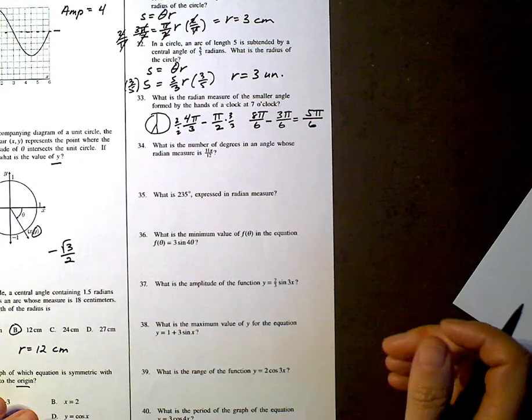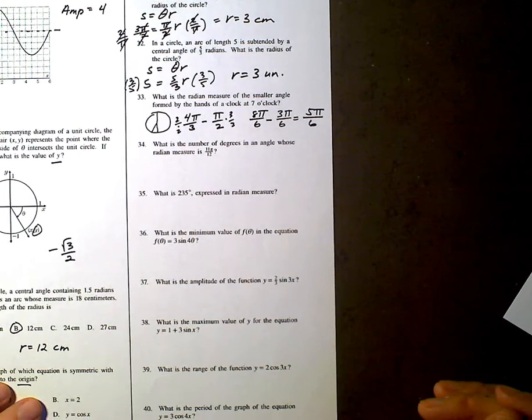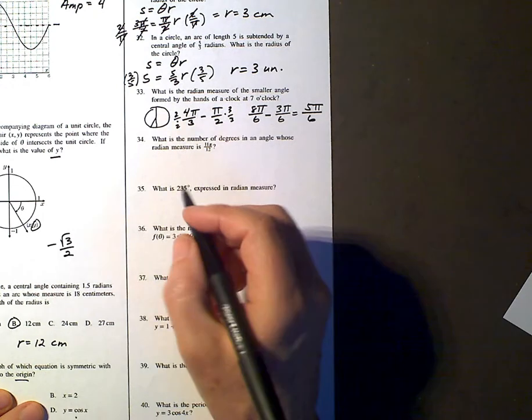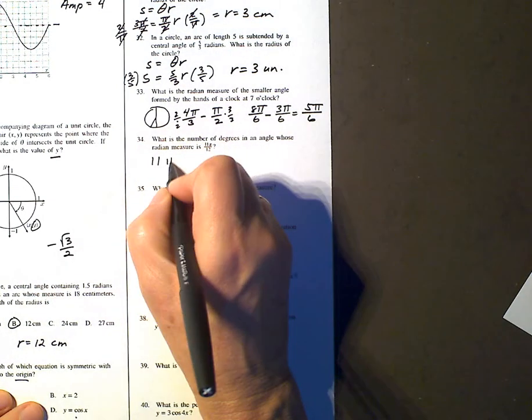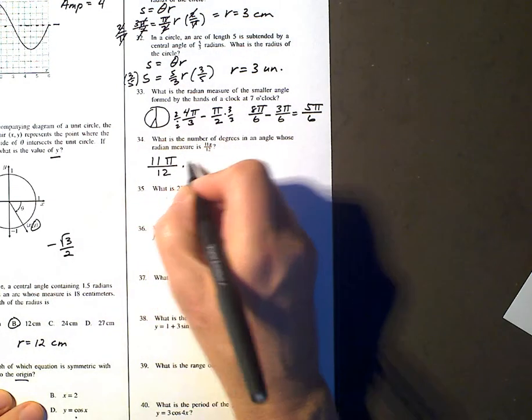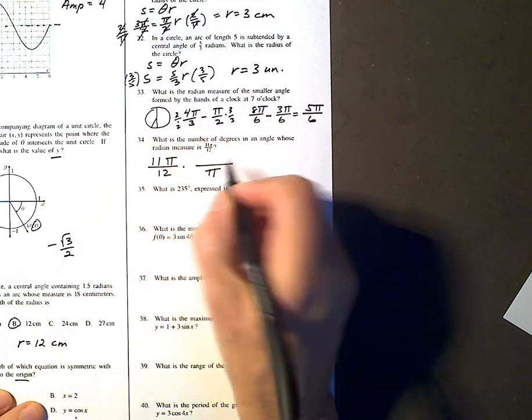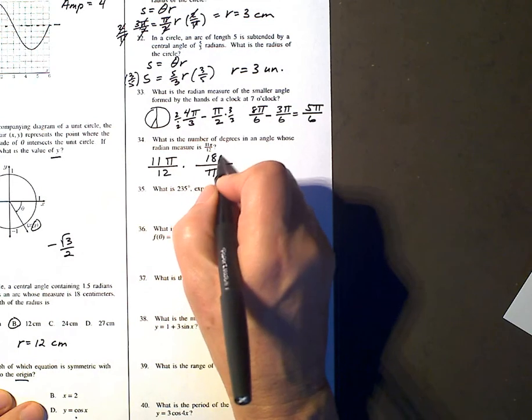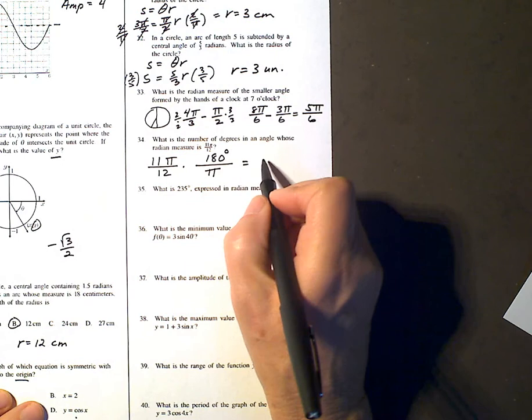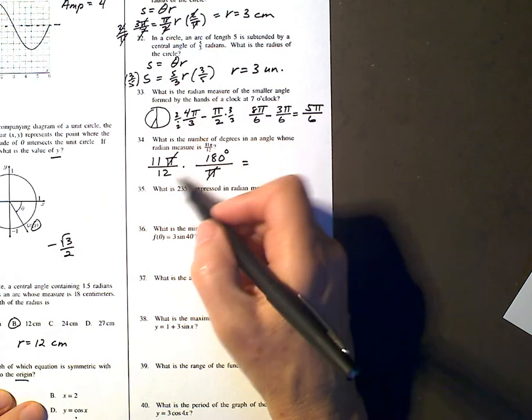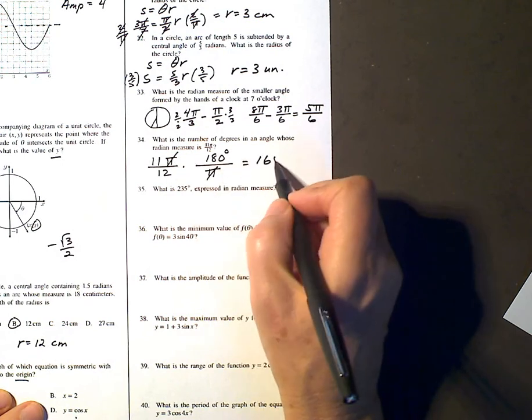Okay, number 34, number of degrees in an angle whose radian measure is 11 pi over 12. So I'm taking 11 pi over 12. I want to get rid of the radian, so the 180 is on top, and these cancel, and I can simplify, and I'll get 165 degrees.